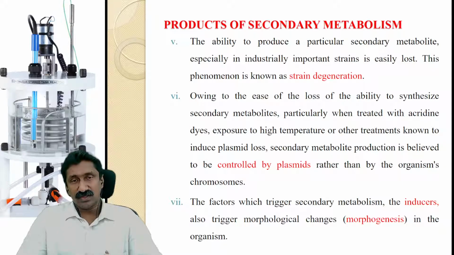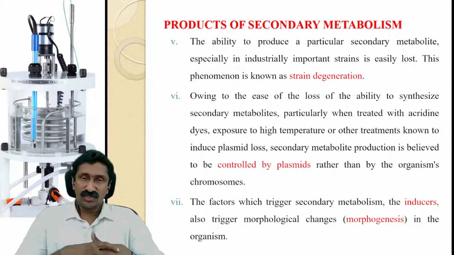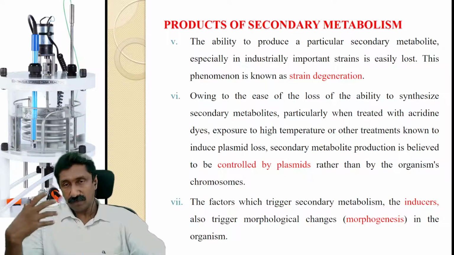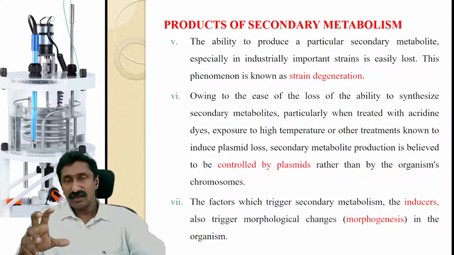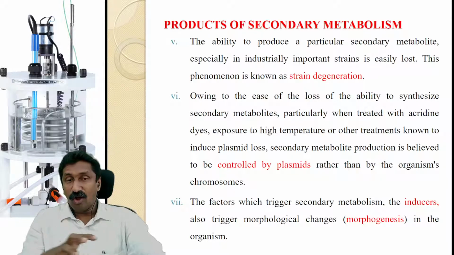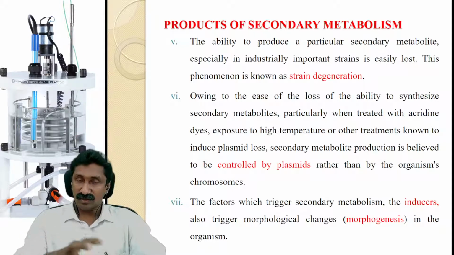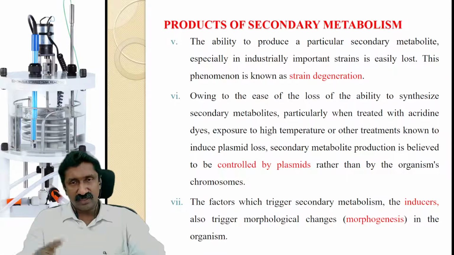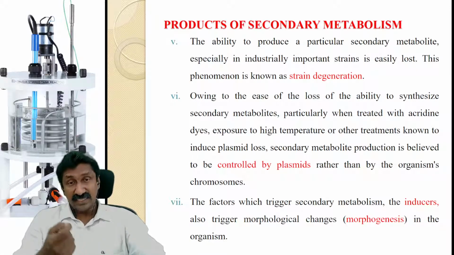But if it is a plasmid controlled gene, it will be easily affected and it will be subjected to strain degeneration. So, based on some of the observations in which you can induce strain degeneration by subjecting it to some mutagenic conditions, we can reach a conclusion that most of the metabolite production is controlled by plasmids. It doesn't mean that all the genes required for the pathway reside in the plasmid. There are a lot of cellular genes and enzymes used in the metabolic pathway, but it is controlled by the plasmid.